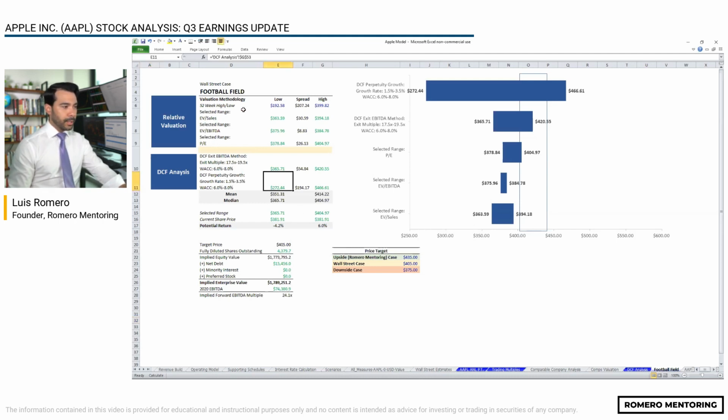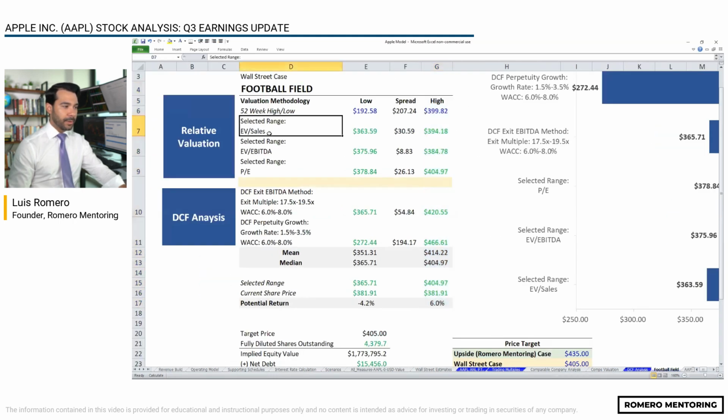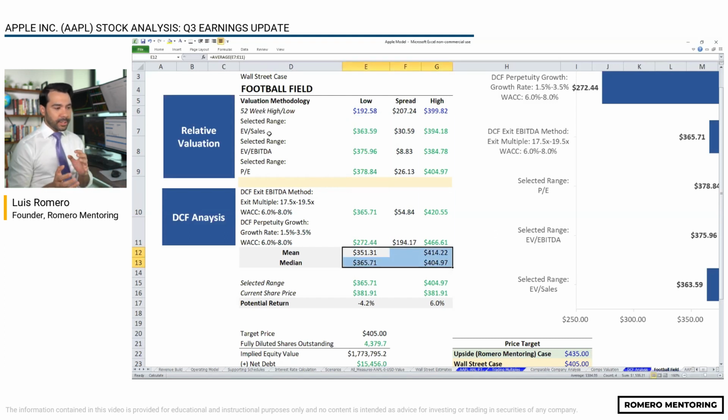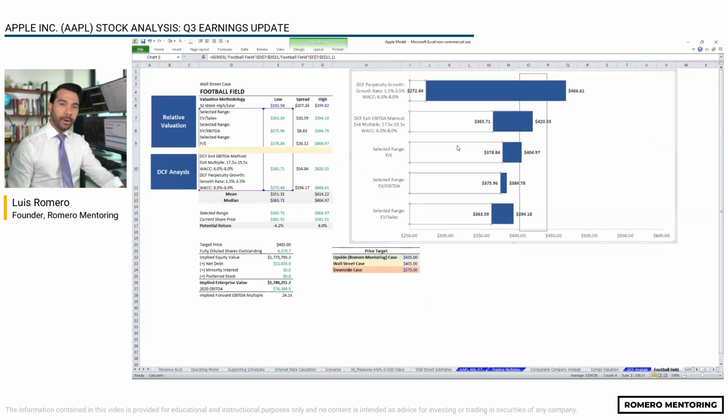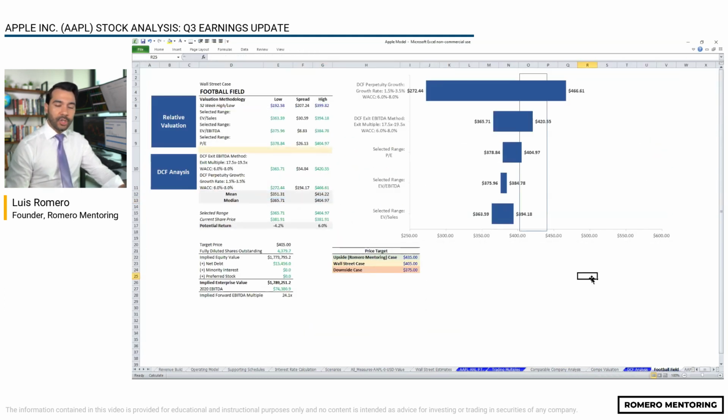So here is the low valuation range and the high valuation range for each methodology. Sales multiple, EBITDA multiple, PE multiple, discounted cash flow analysis. You take the average and the median, and this gives us reasonably where the stock should be trading at, all right? And then we have a football field. And a football field simply represents all of your valuation methodologies. That's what this is saying. And when we see the range of where the stock should be trading at, we can say between these two right here. See here, selected range?